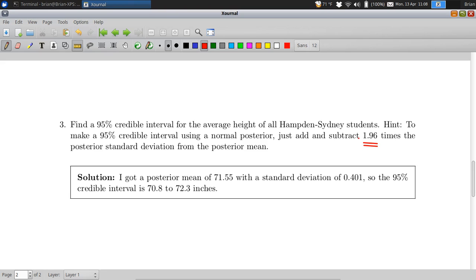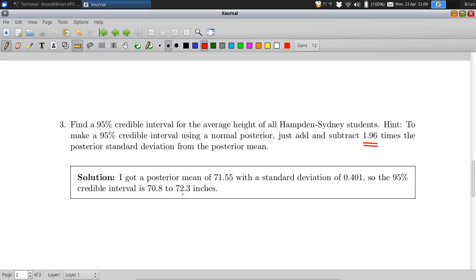If you wanted a 99% credible interval, you'd use the same z star as a 99% confidence interval, right? Because it's the same reasoning. You're working with a bell curve. You want 99% of the data in the middle. Makes sense. Okay. When I did that, I got a credible interval that went from 70.8 to 72.3 inches.